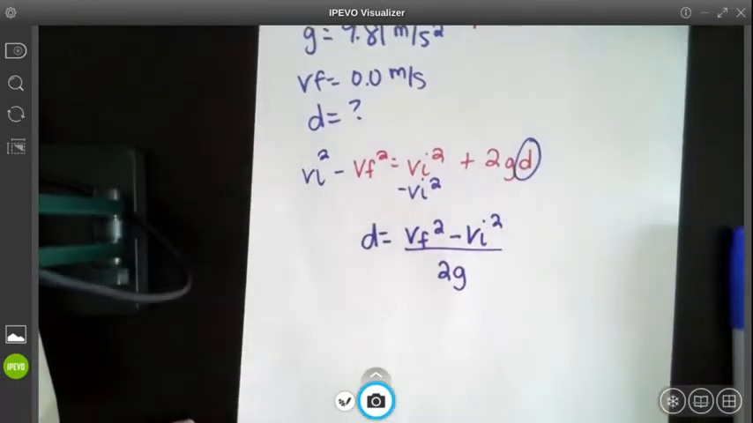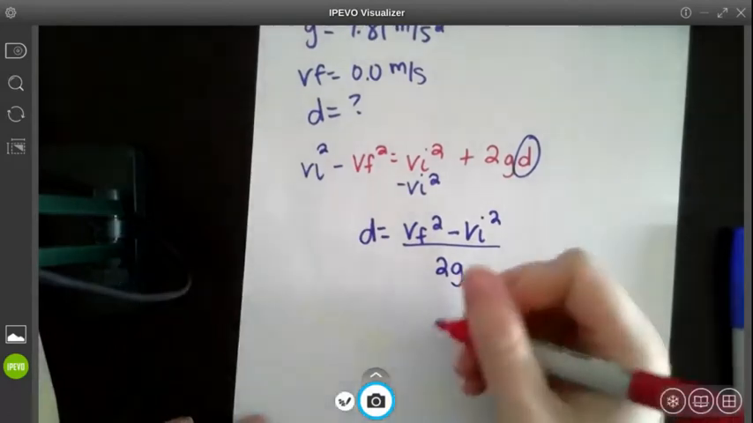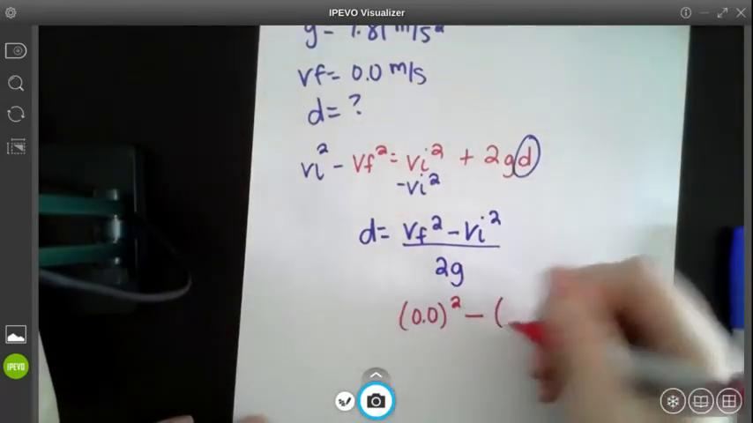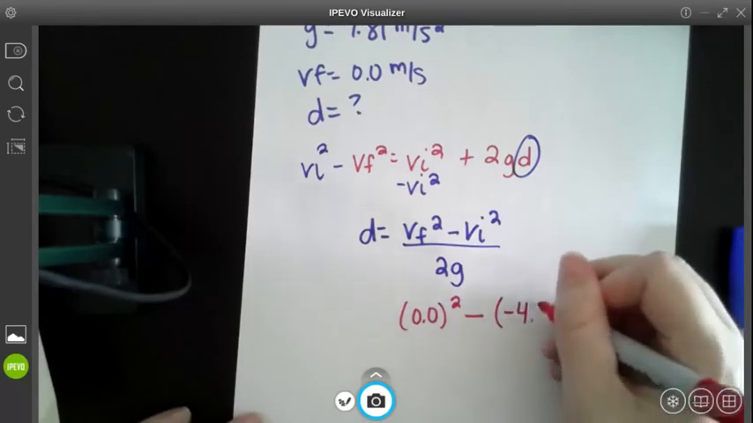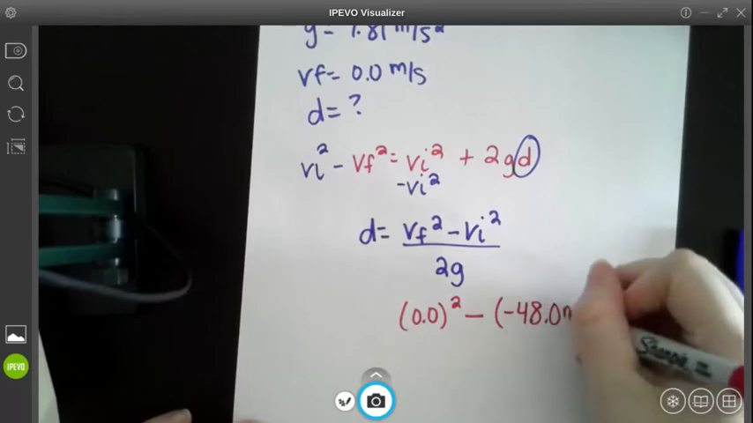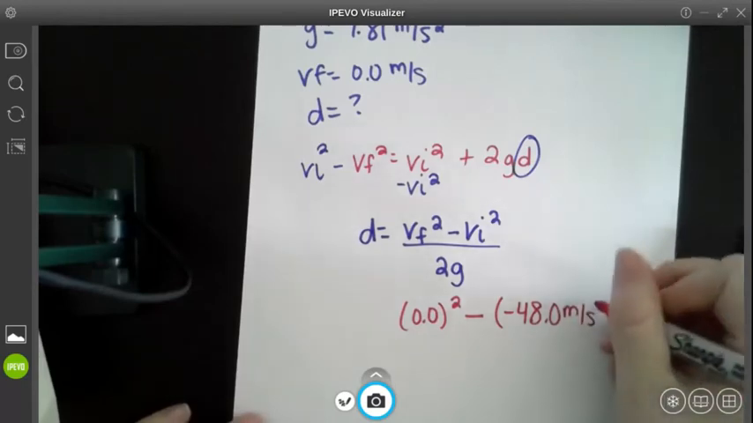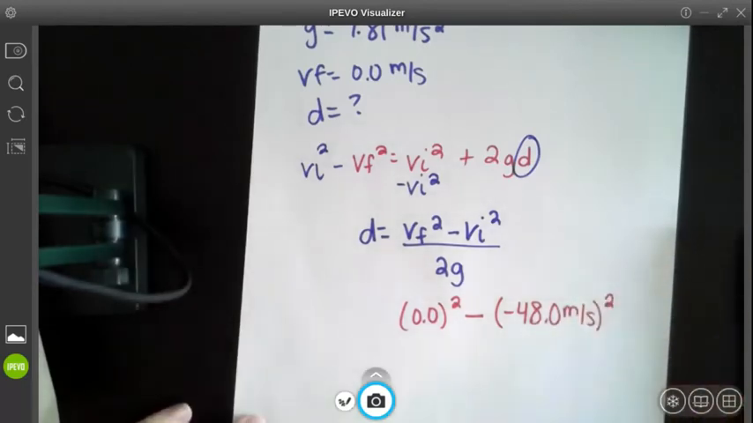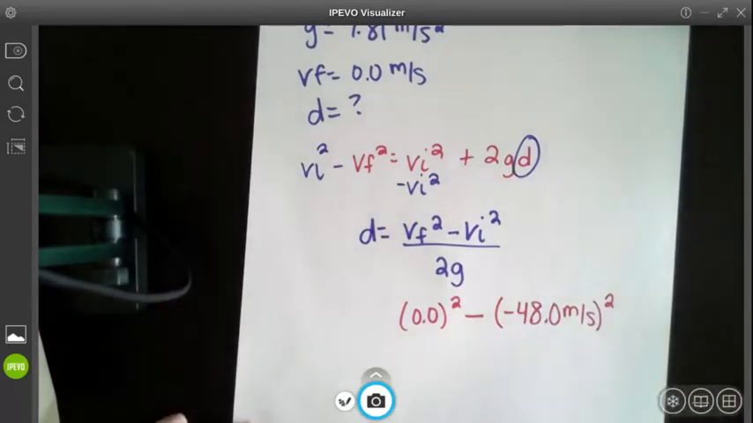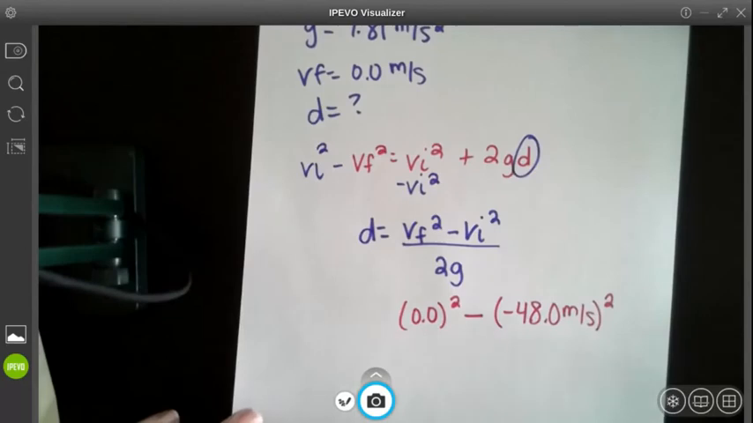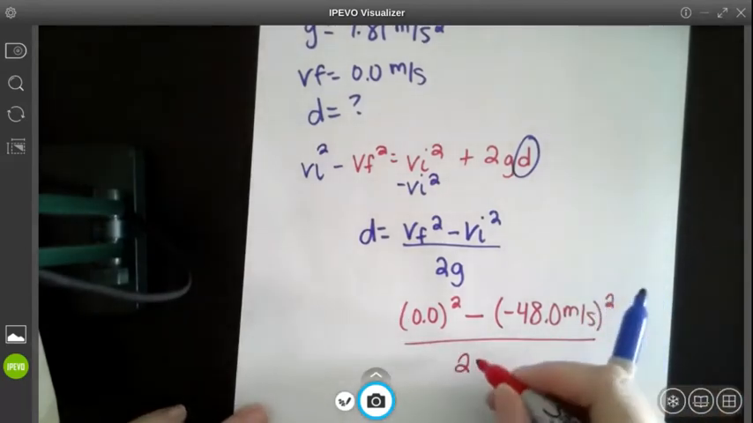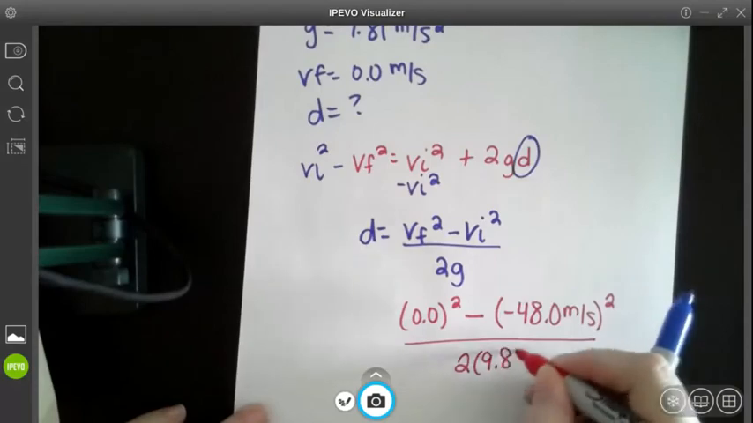So I'm going to plug in my numbers here. So my final velocity is 0 minus my initial velocity. Again, both of these values are going to be squared. Since a negative is being squared, that value will become a positive answer. After that, it's 2 times gravity.